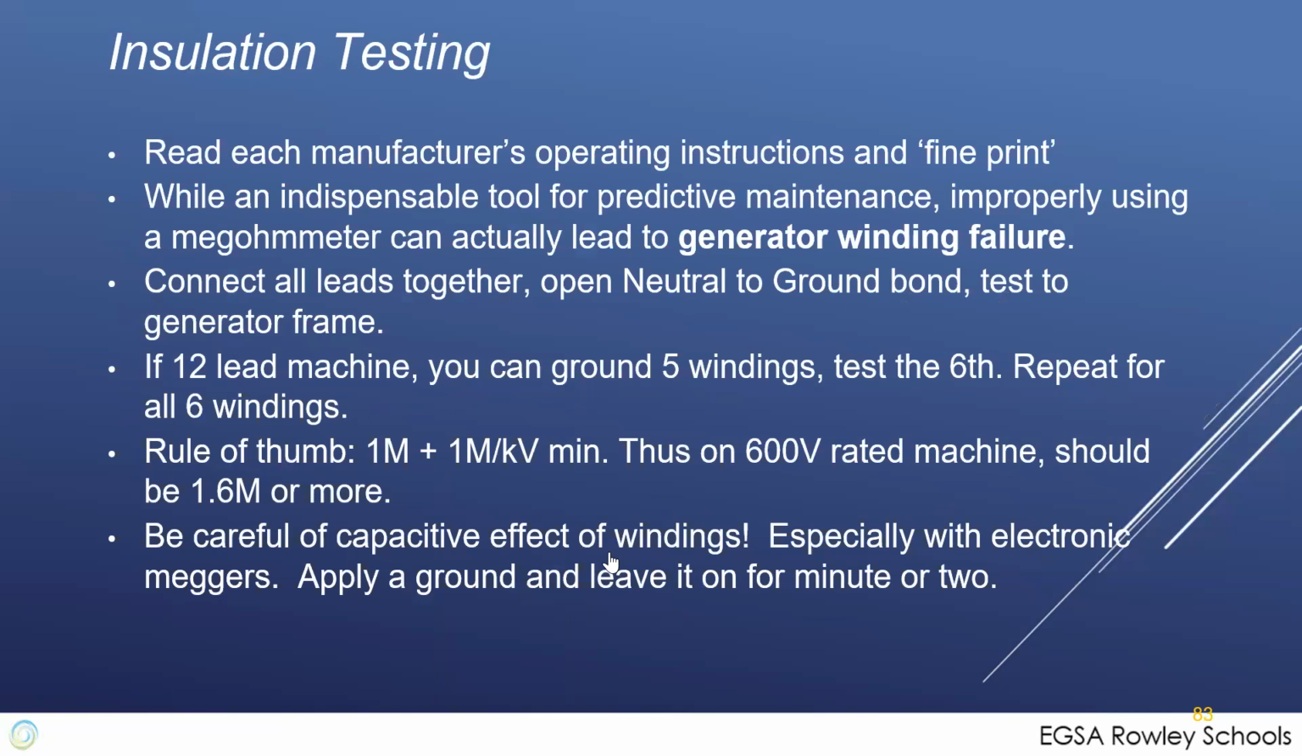Insulation testing, just be careful when you do this. You can damage a machine if you're using too high a voltage. A 2,500 volt Megger on a 600 volt machine could possibly cause damage to the insulation. So be careful. On a 12 lead machine, you tie 10 of them together and take the last two, which is one winding, and you meg that to all the rest of them. And you go around and meg each one together. So point to point, be careful of capacitive effect. There'll be a voltage built up that stays on those windings for a little bit, so use a jumper to discharge them.